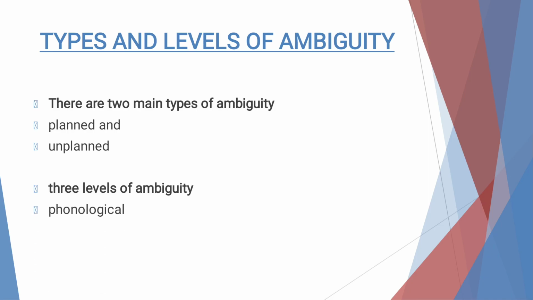Number 1 is phonological ambiguity. When you talk about phonemes or phonological, the first thing to come into your mind is intonation. How to pronounce. Pronunciation. So it's phonological ambiguity. The next one is lexical ambiguity.